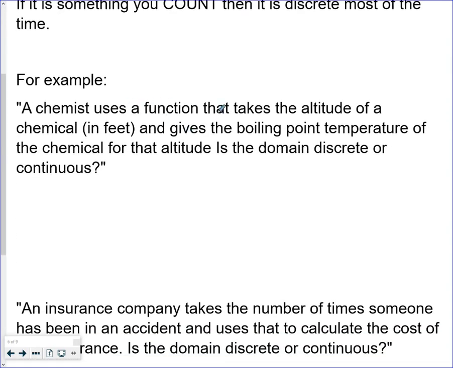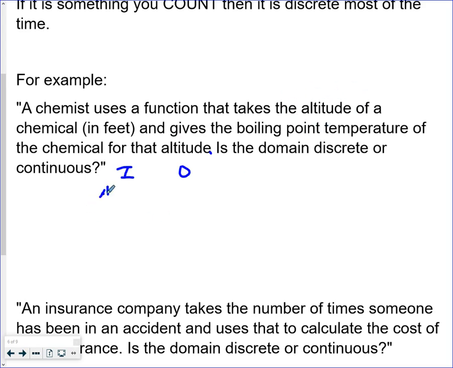A chemist uses a function that takes the altitude of a chemical and gives the boiling point temperature of the chemical for that altitude. Is the domain discrete or continuous? So let's see what the function's inputs and outputs are. The input is the altitude that the chemical is at. So the input is the altitude.